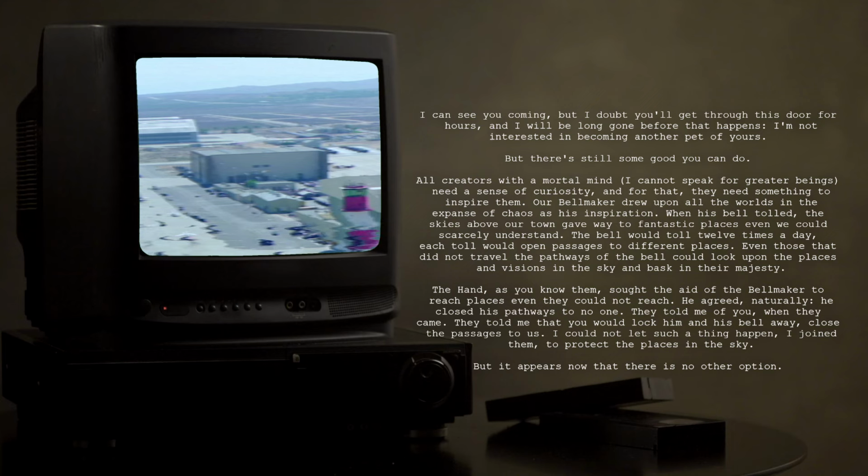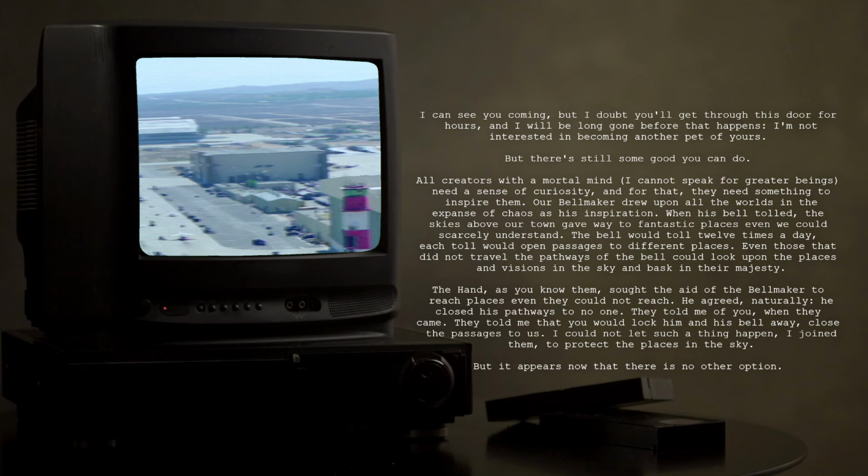I'm not interested in becoming another pet of yours, but there's still some good you can do. All creators with a mortal mind, I cannot speak for greater beings, need a sense of curiosity, and for that they need something to inspire them. Our Bellmaker drew upon all the worlds in the expanse of chaos as his inspiration. When his bell tolled, the skies above our town gave way to fantastic places even we could scarcely understand.